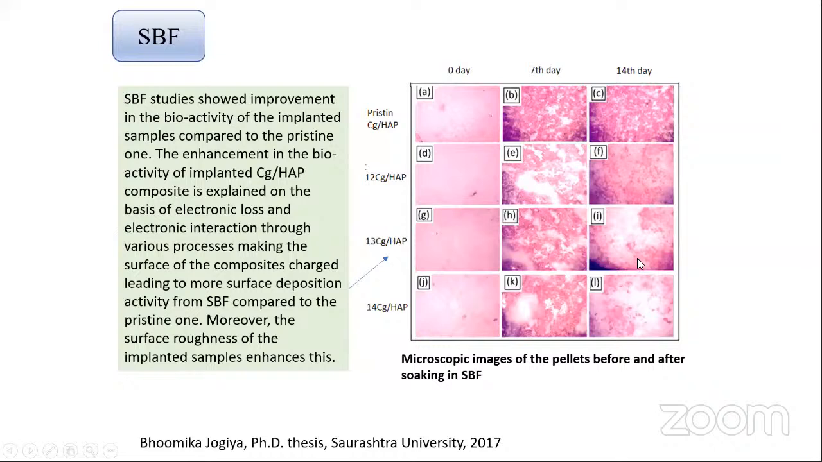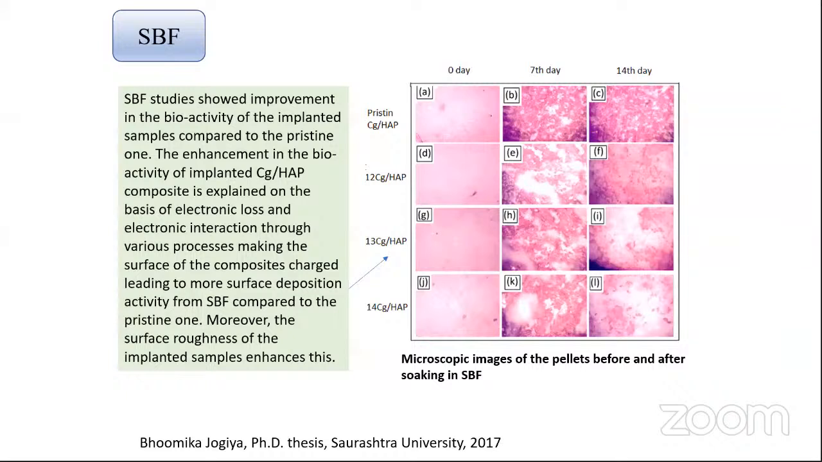And we see that gradually the white patches increase. That shows that more and more deposition is taking place. The synthetic body fluid has a mixture of salts which are exactly available in our human body fluid. So synthetic body fluid is made in the laboratory by using different inorganic salts, and by using those salts, we can make a synthetic body fluid.